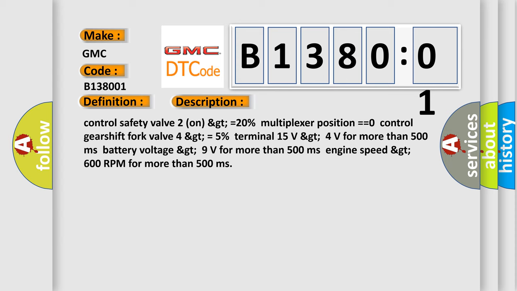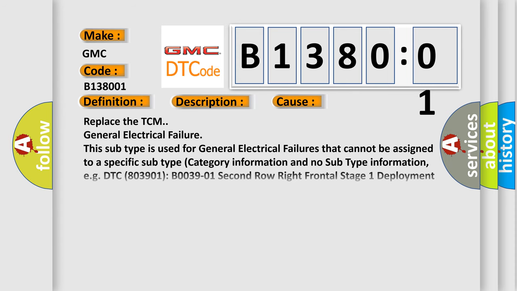This diagnostic error occurs most often in these cases. Replace the TCM, general electrical failure. This subtype is used for general electrical failures that cannot be assigned to a specific subtype category and have no subtype information, e.g. DTC 803901 B0039-01, second row right frontal stage 1 deployment control, general electrical failure.